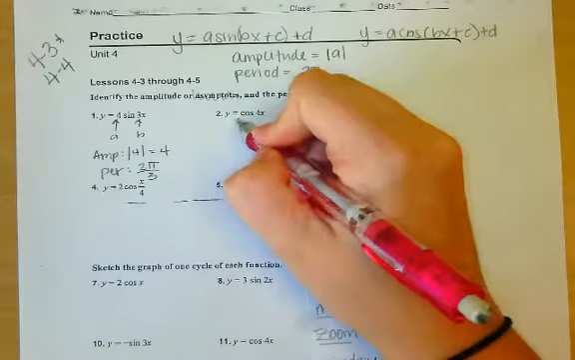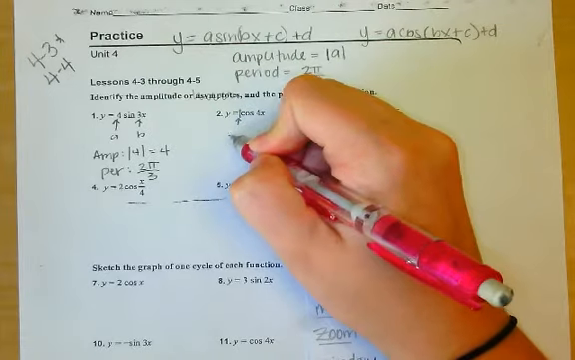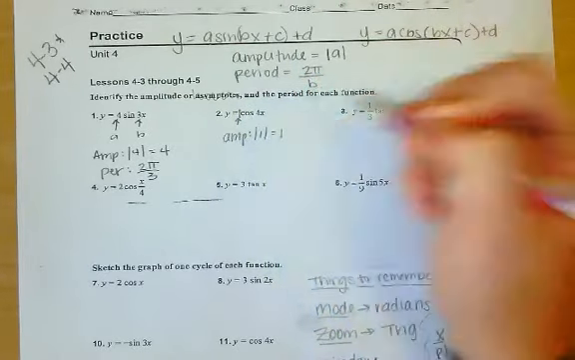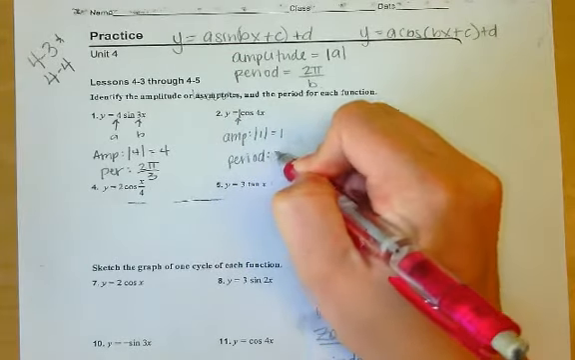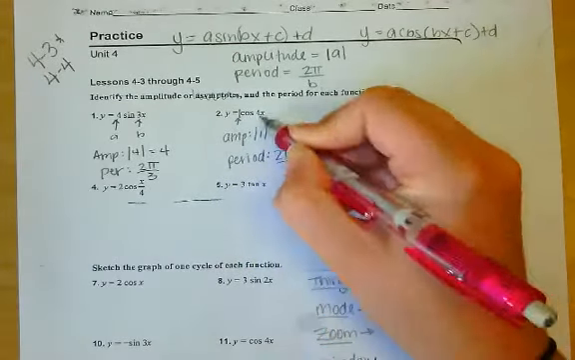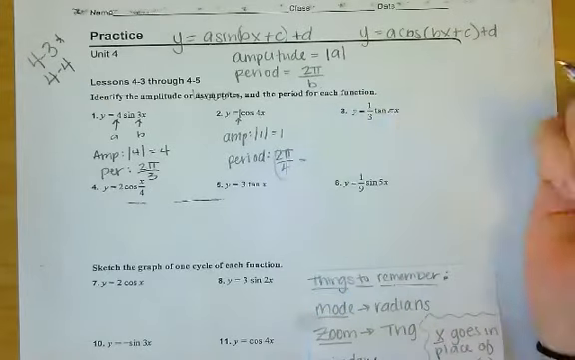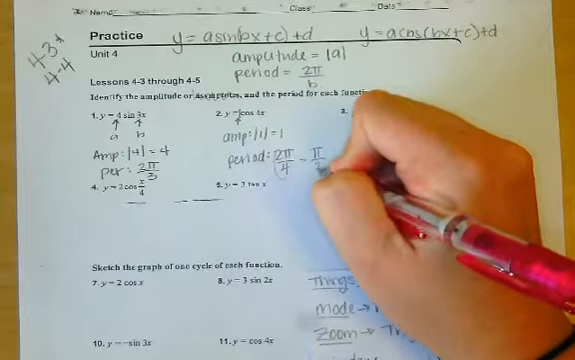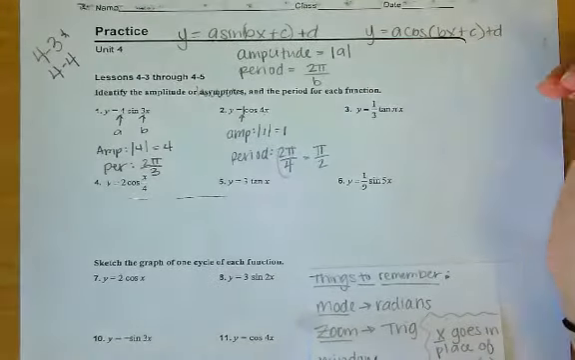For problem number 2, notice there is no value in front of cosine, so therefore it's understood to be a 1. So my amplitude is going to be the absolute value of 1, which is just 1. My period is going to be 2 pi over B. In this case, my B value is 4. And I need to make sure that I simplify this fraction. So my answer becomes pi over 2 for period.